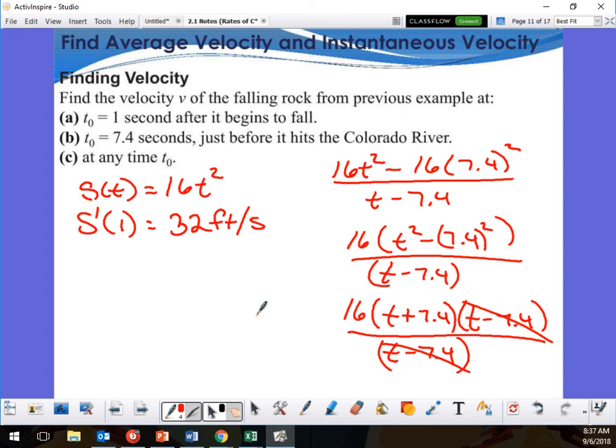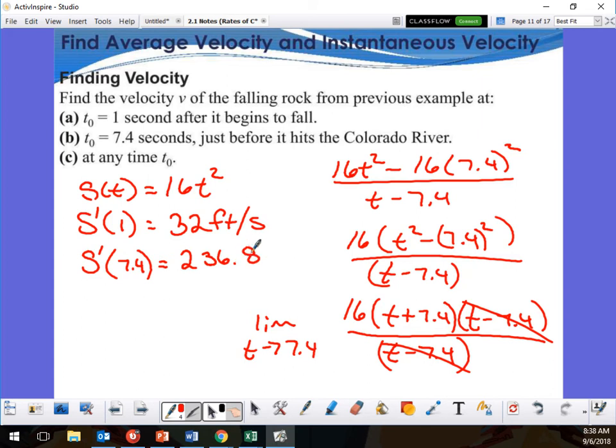Now can I take the limit as t approaches 7.4? 7.4 plus 7.4 is 14.8 times 16. 236.8. So s prime of 7.4 is going to be 236.8. Don't forget, you need the decimals. Just 0.8.